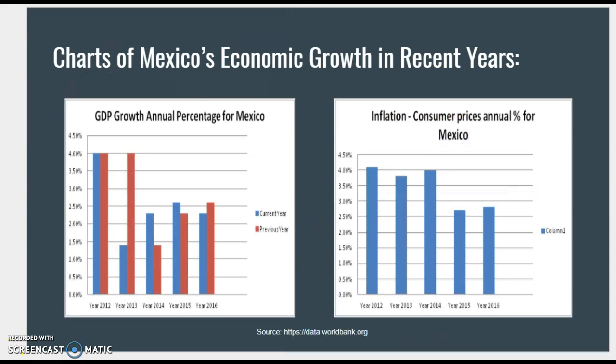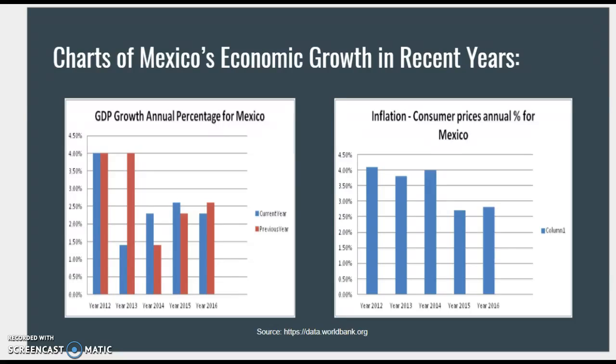These charts help illustrate the economic growth in Mexico within the past 5 years. Presented on the left is the GDP growth annual percentage for Mexico, and on the right is the inflation consumer prices annual percentage for Mexico. As we can see, in recent years there have been years of little growth, such as 2013, whereas in 2014 and 2015 there was some GDP growth within the country.